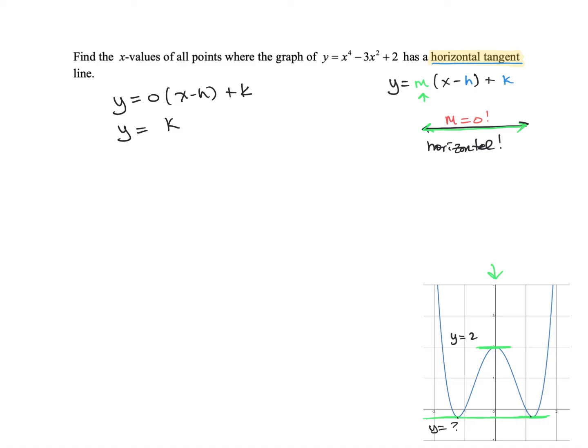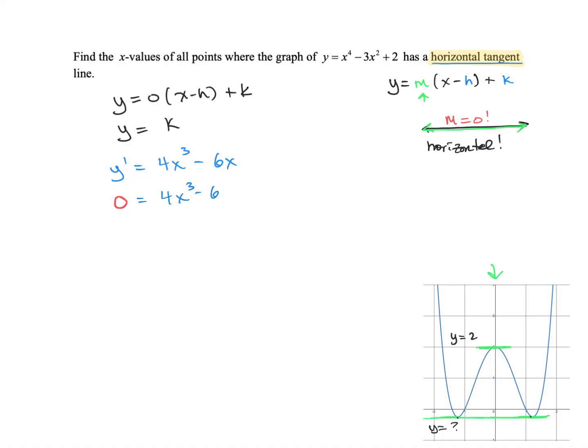We are going to do that with the slope equation. Of course, because the derivative is slope, we're going to find the slope equation, and the slope equation is the derivative. So we are going to find y prime. So y prime equals 4x cubed minus 6x. And again, remember, the slope is going to equal 0, so we're going to put a 0 here. And now we're going to solve for x.